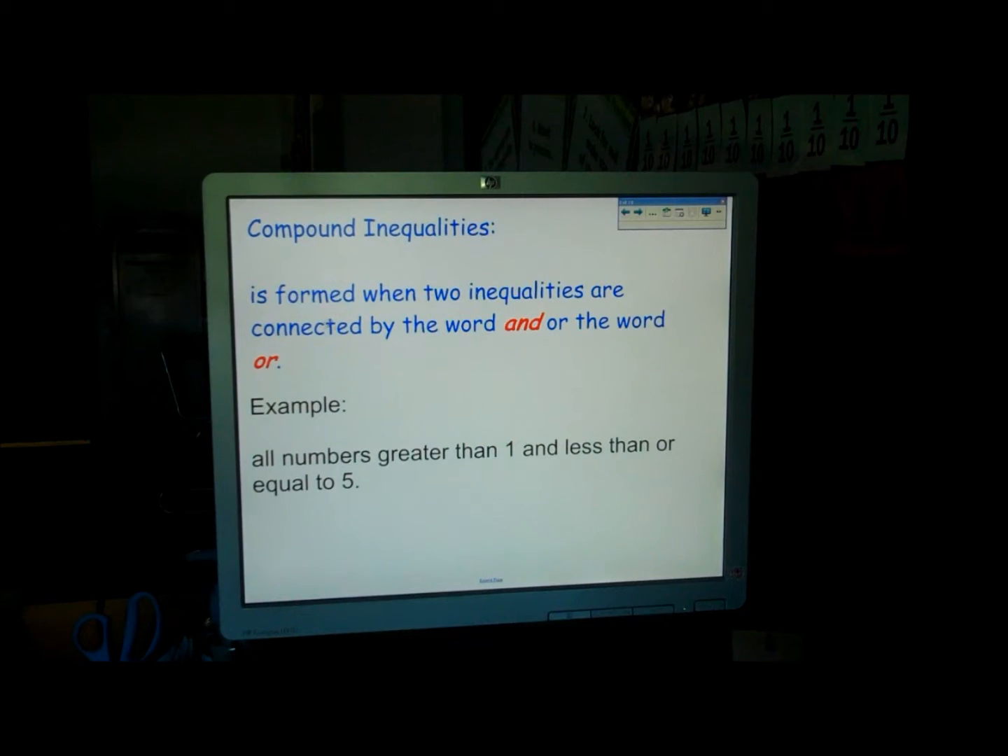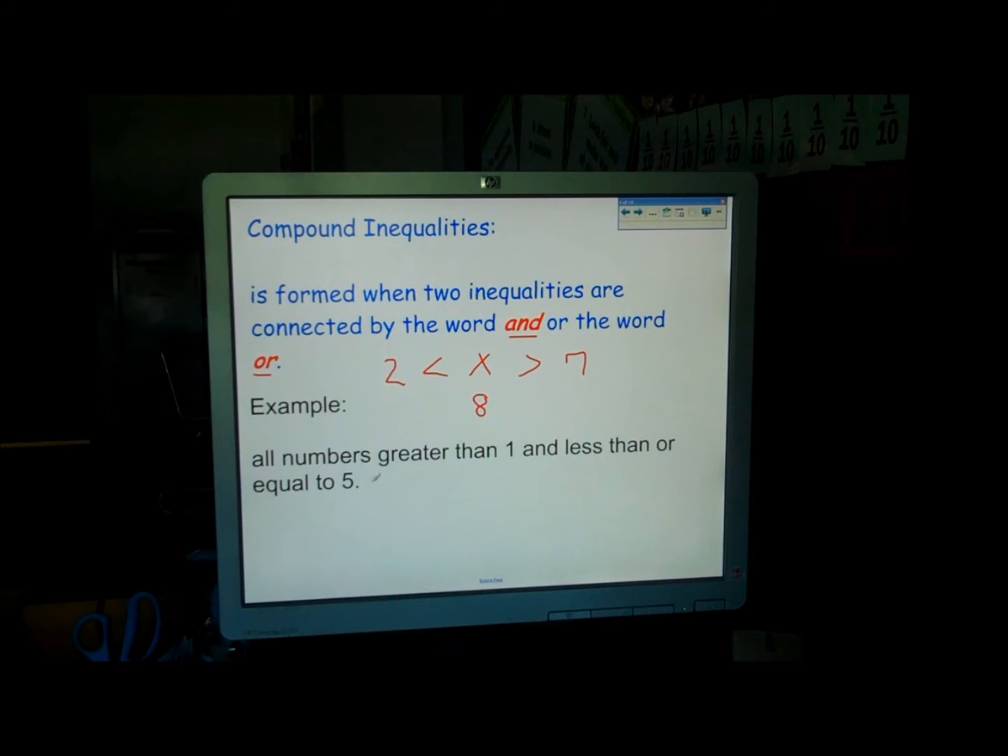Compound inequalities. Those are formed when you have two inequalities that are connected by the word and or or. It simply means you're going to have two inequality symbols in the same statement. So you'll have like an X in the center, and you could have 2 over here and maybe 7 over here. So X has to be greater than 2, and X has to be greater than 7. So an example of that would be 8. Is 8 bigger than 2? Yes. Is 8 greater than 7? Yes. So that would make that statement true.